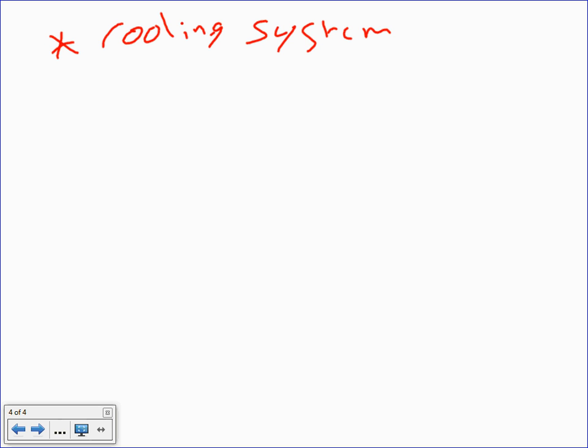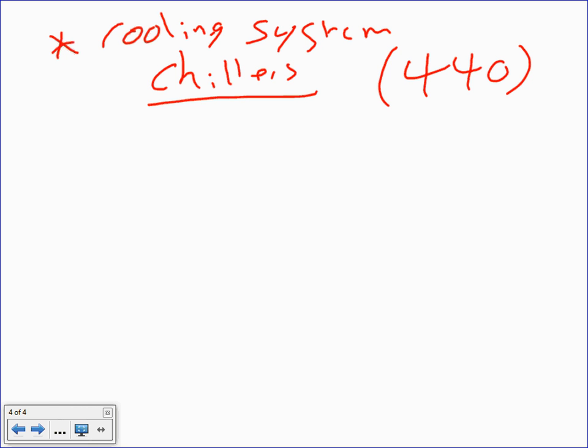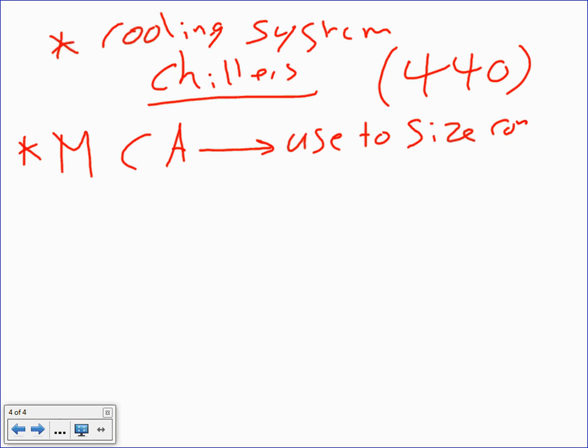Okay, for cooling systems, this is just for cooling, guys. Cooling system, as in chillers. This is what I'm writing here is chillers. Article 440. I want you guys to pay attention to the following. Minimum circuit ampacity, as this is used to size conductors.